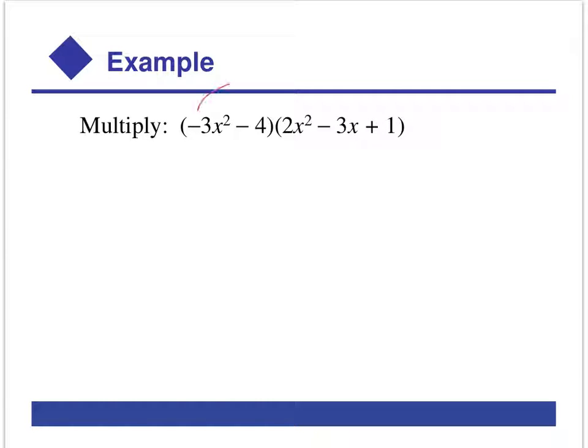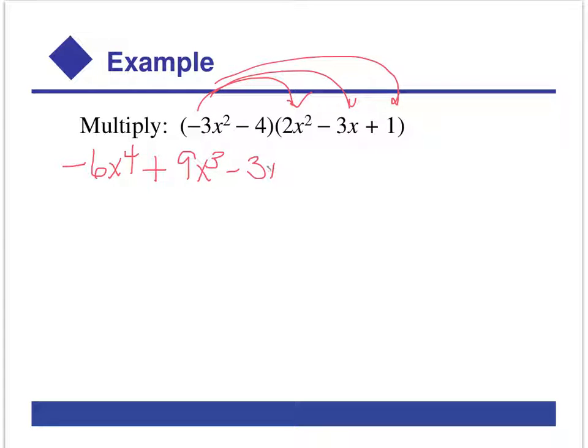So I'm going to multiply here first through all of these. So negative 3x squared times 2x squared gives me a negative 6x to the 4th. Negative 3x squared times a negative 3x gives me a positive 9x to the 3rd. And then negative 3x squared times 1 is simply just negative 3x squared.